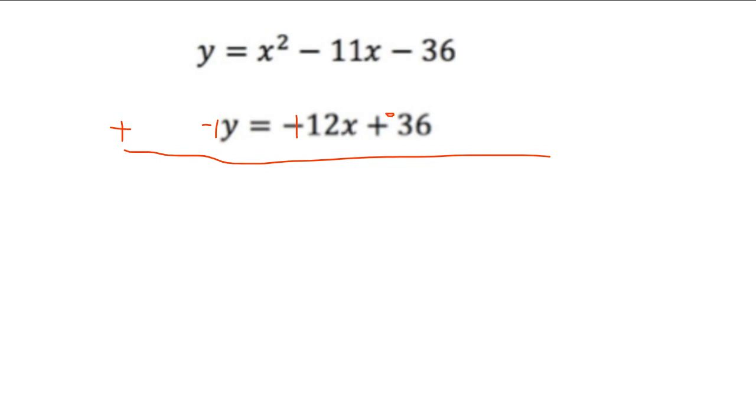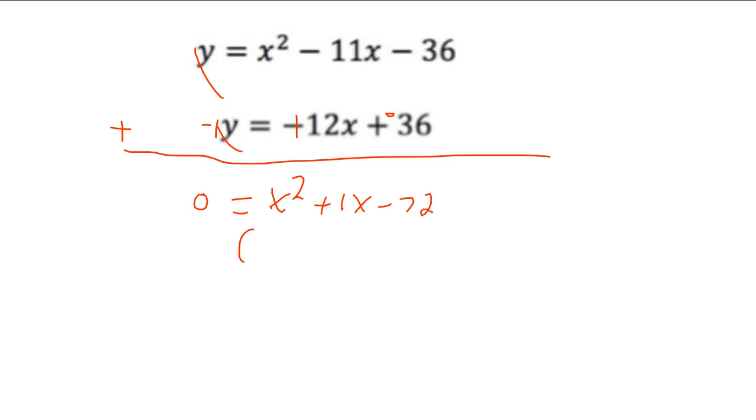So now if I add straight down, the y's cross off, so I'm left with 0 is equal to, well, x squared, there's no other x squared, so I'm just going to leave that. Then I've got negative 11x plus 12x. Well, that gives me 1x. I got negative 36 plus negative 36. That's negative 72. Okay, so now I have a quadratic.